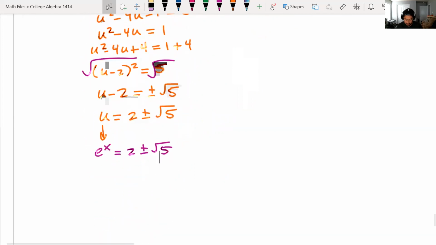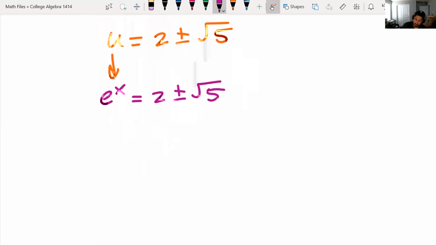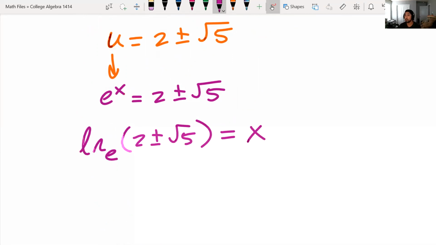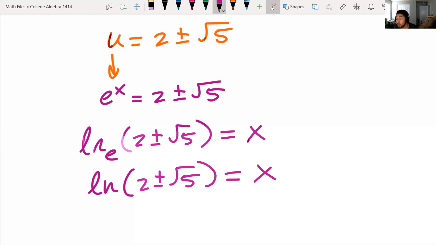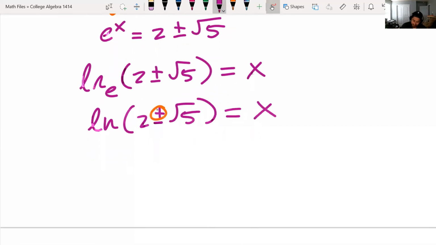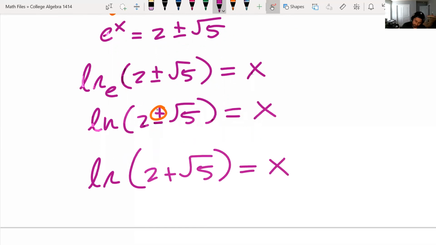Which means this will become, and you must convert to natural log, natural log of 2 plus or minus the square root of 5 equal to x. We write it without the base because we know we don't need it there. And we know which values to get rid of. Square root of 5 is still bigger than 2, so 2 minus square root of 5 would give us a negative number inside the log, so the only number we keep is the positive. So we end up with our final answer of natural log of 2 plus square root of 5 equal to x.